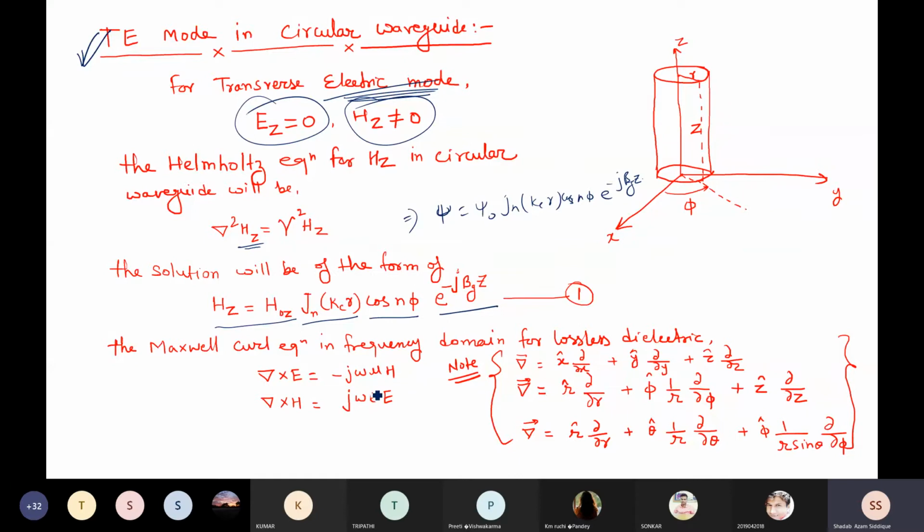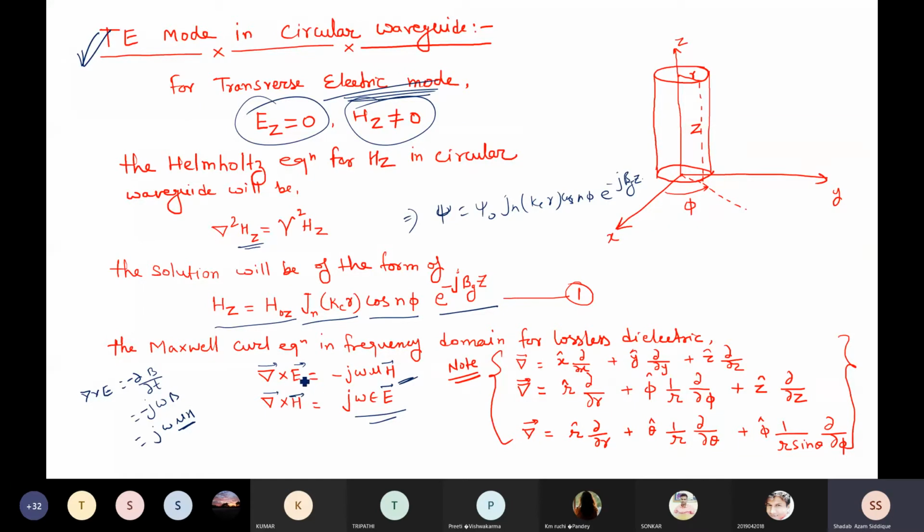Now we have the Maxwell curl equations in the frequency domain. So curl E is equal to minus j omega mu H and curl H is equal to j omega epsilon E. Already you know curl E is equal to minus del B upon del t. You can take this in the frequency domain, so that would be minus j omega B, and B can be written as mu H. So that's what it is: j omega mu H, and curl H is equal to j omega epsilon E. Now we will try to find out this curl.